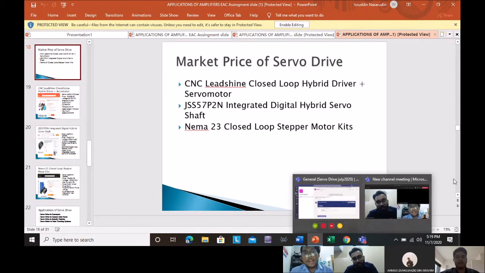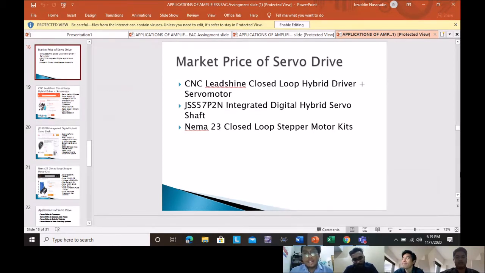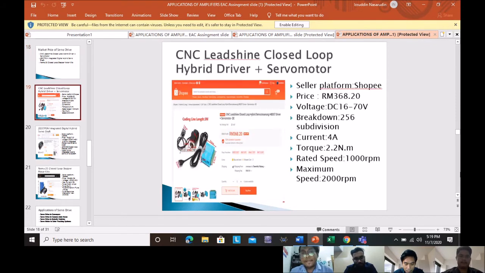I want to present about the market price of the servo drive. The first one is the CNC closed loop hybrid driver plus servo motor. The second is the JSS 57B2N integrated digital hybrid servo shaft, and last is the NEMA 23 closed loop stepper motor. The first one, the closed loop hybrid driver plus servo motor, the seller platform is Shopee.